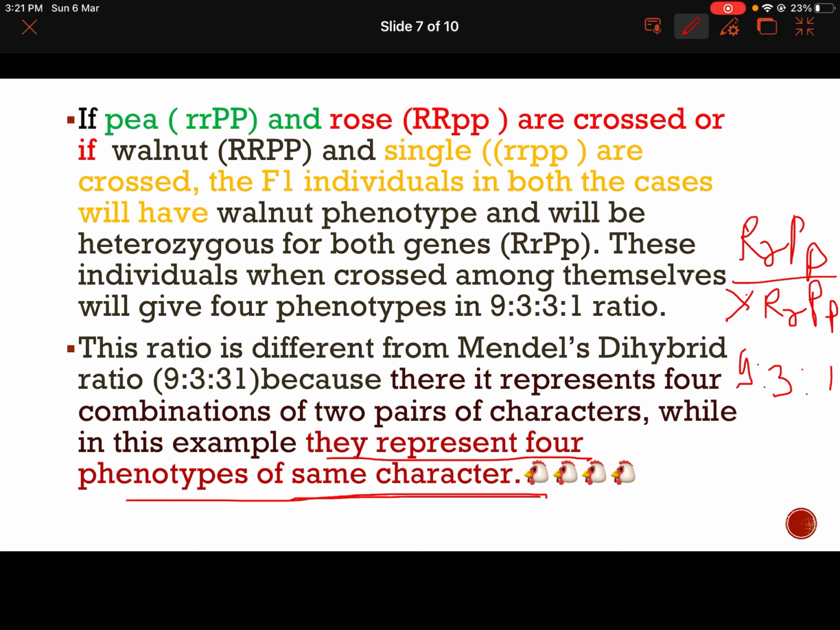In Mendel's law, 2 gene pairs which are responsible for 2 characters are giving rise to new combinations. Here 2 genes are giving rise to new phenotypes of one single character, that is comb shape in poultry. It's different.